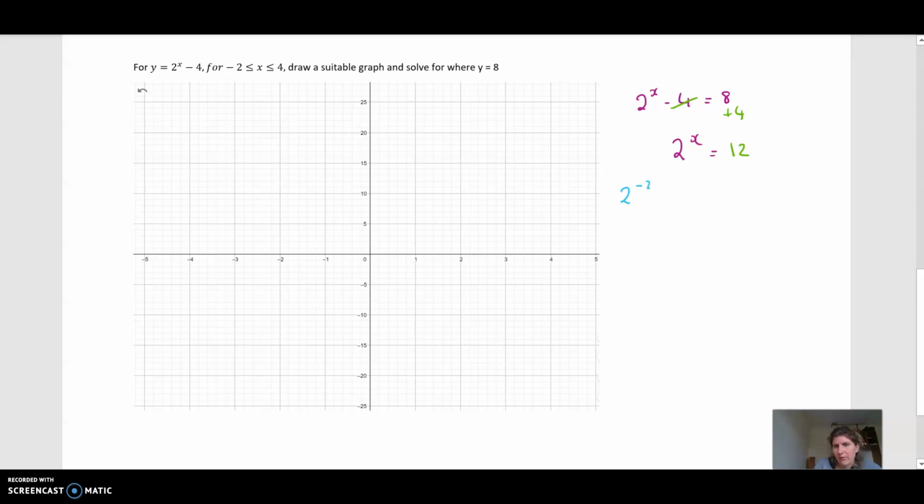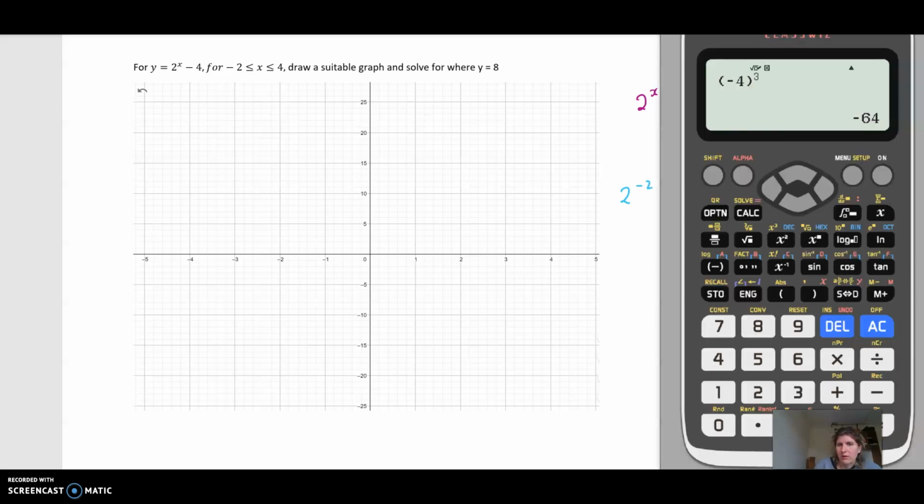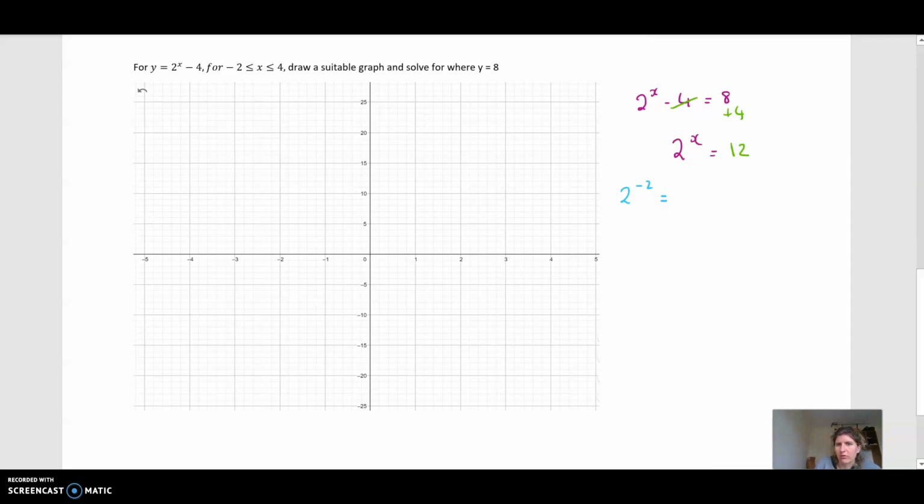So 2 to the power of negative 2. Hopefully you guys remember a little bit of this from way earlier on in the year, when we were doing index laws. So 2 to the power of negative 2, that's the same as 1 over 2 squared, which is 1 over 4, so it's a quarter. So at negative 2, we've got a quarter, so that's almost 0. I'm just going to put that in there really small.